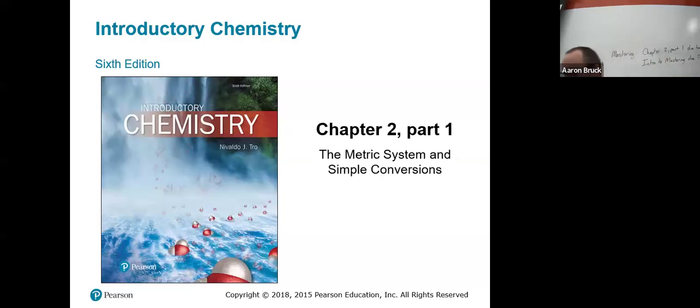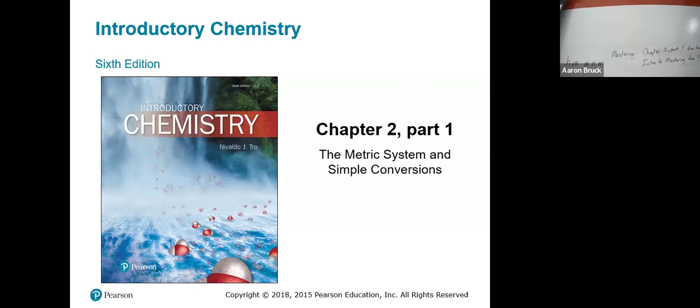All right, so our main topic for today is the metric system. And so the metric system is actually in the middle of chapter 2 in your textbook. The first part of the chapter gets into scientific notation and numbers and measurements. And we'll actually talk about those things on Friday.